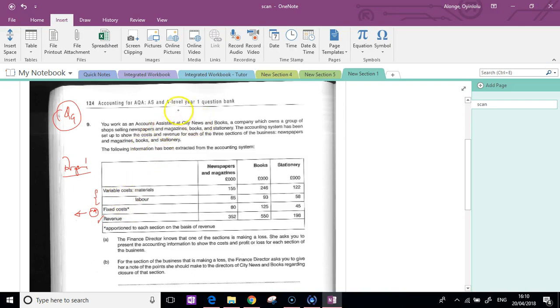So it says you're working as an account assistant at City News and Books, a company which owns a group of shops selling newspapers, magazines, books, and stationery. The accounting system has been set up to show costs and revenue for each of the 3 sections, and this is what you have. So these are the variable costs, and it tells you that they have apportioned the fixed costs, so they could be rental costs based on revenue.